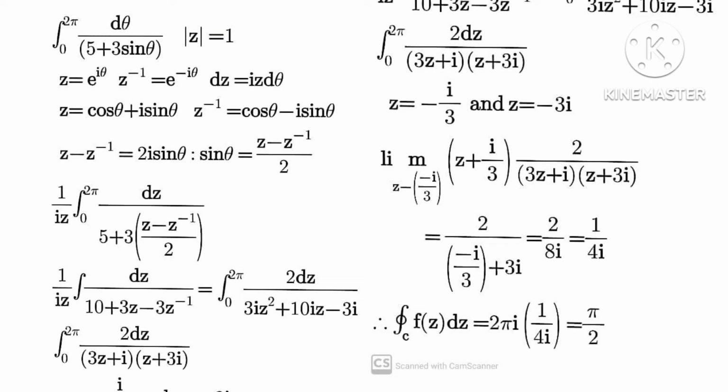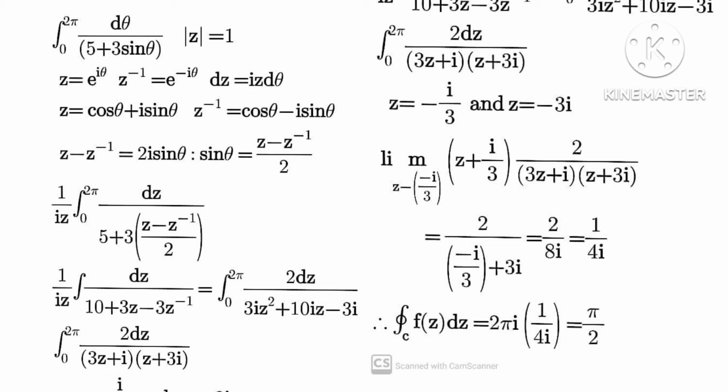So we have our integral from 0 to 2 pi. We make a substitution of z equals e raised to power i theta, and z inverse to be e raised to power minus i theta. So when we subtract z inverse from z, we have the value for sine theta. Then we substitute it down in sine theta. Then we multiply through by 2, so we have 2 dz. And of course, we already know that dz equals iz d theta.